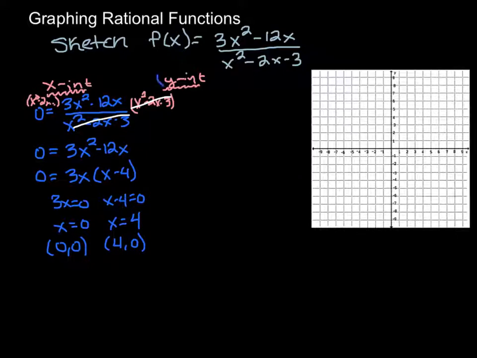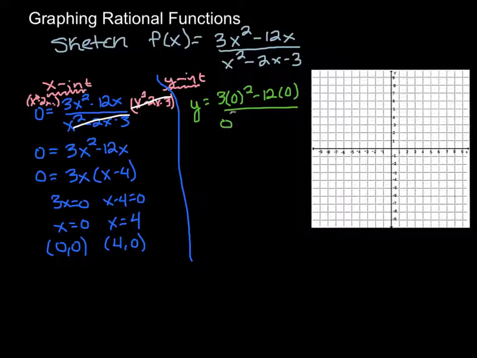Now for the y-intercept, that's when we set x equals 0. So we have y equals 3 times 0 squared minus 12 times 0 over 0 squared minus 2 times 0 minus 3. Okay, and that's going to end up being 0. So our y-intercept is (0, 0). Now I'm just going to plot those 2 points, or 3 points I should say, and then we'll be good to go.